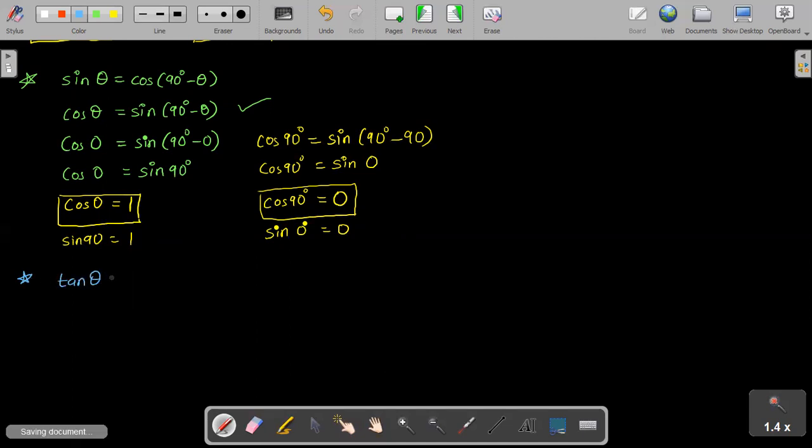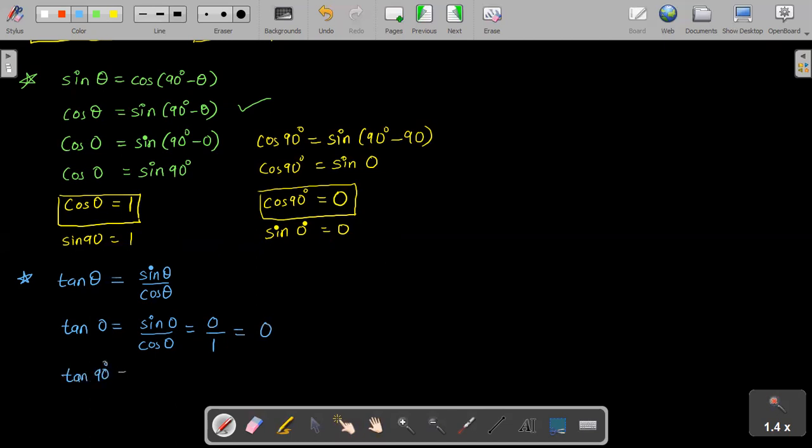Tan theta formula is sin theta upon cos theta. So in this case, if I want to write the answer of tan 0, then I will just substitute theta as 0: sin 0 divided by cos 0. What will be the answer? Sin 0 is how much? 0 upon 1, yes, cos 0 is 1. 0 divided by 1, what is the answer? 0.